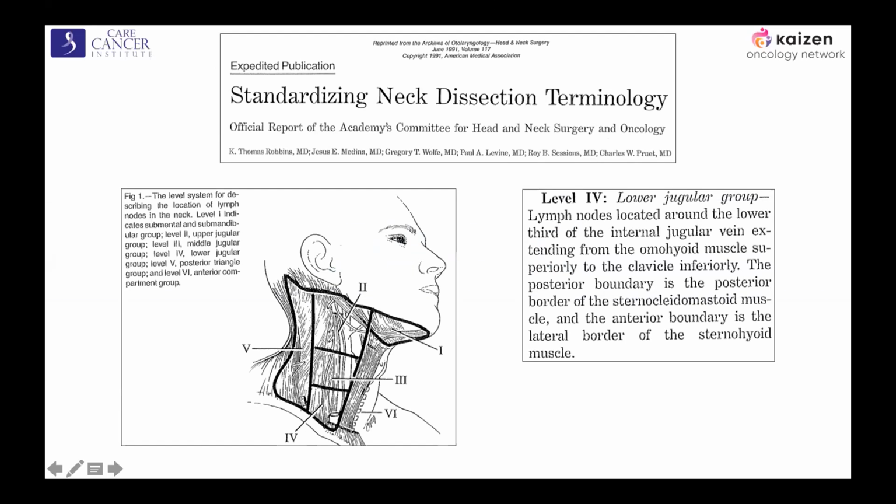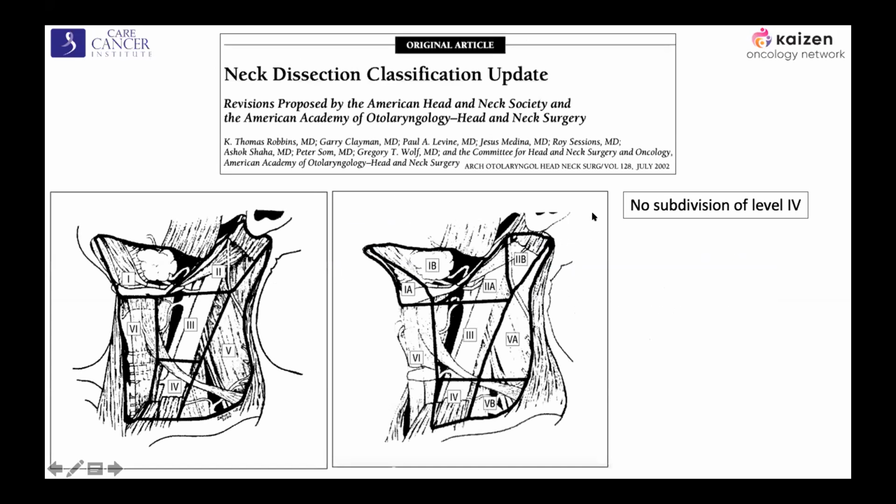So level 4 is the caudal continuation of level 3. So in the 1991 Thomas Robbins paper, again, there was no division of level 4. It was all the way from the lower border of the cricoid, as we saw, all the way down up to the clavicle. So that was level 4, and there was no subdivision of level 4 as per the surgeons' update.